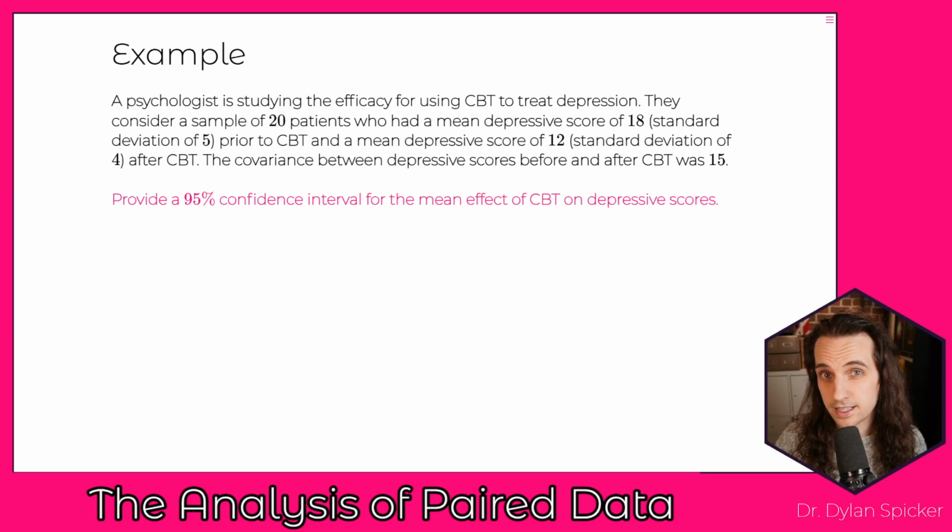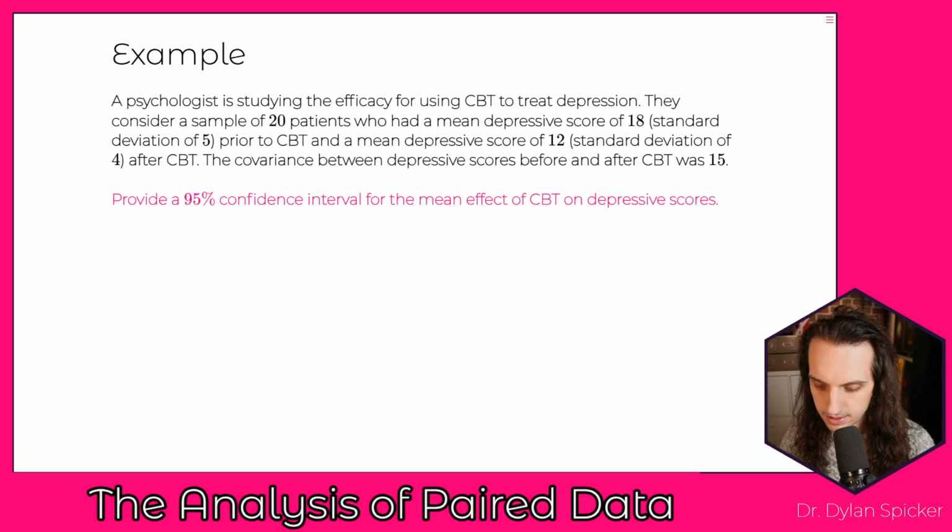Okay. Take a look at a different example here. A psychologist is studying the efficacy of using CBT to treat depression, so they're considering a sample of 20 patients who had a mean depressive score of 18 with a standard deviation of 5 prior to CBT, and a mean depressive score of 12 with a standard deviation of 4 after CBT. The covariance between the depressive scores before and after was 15.